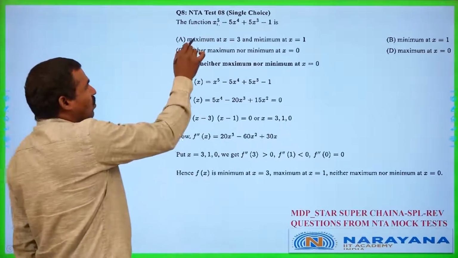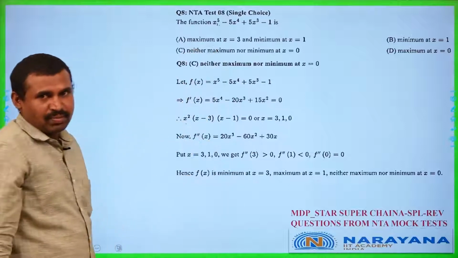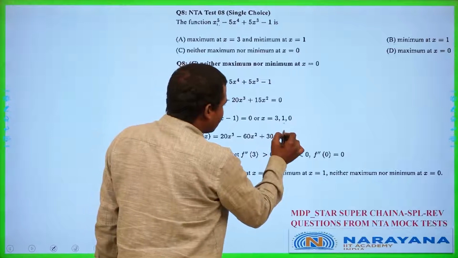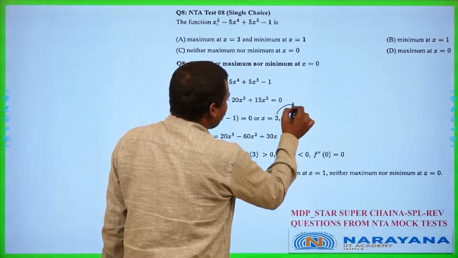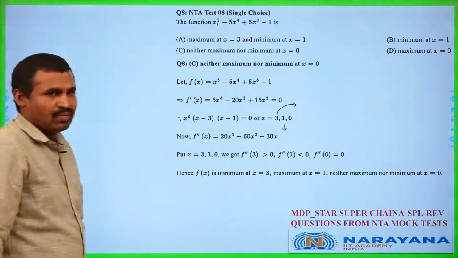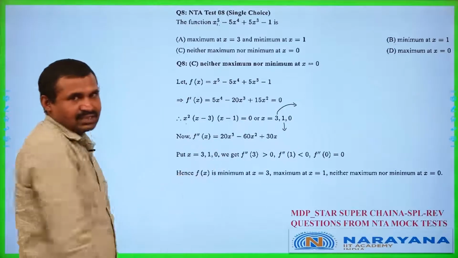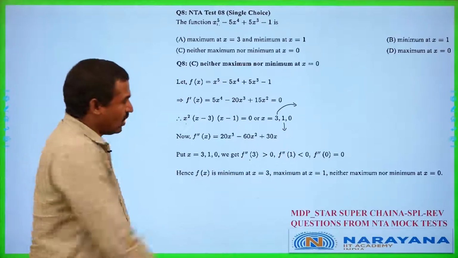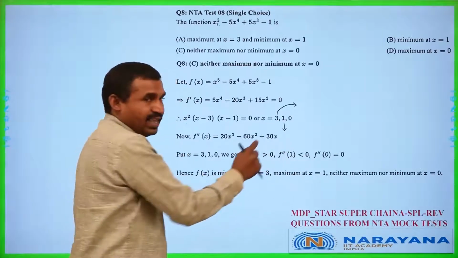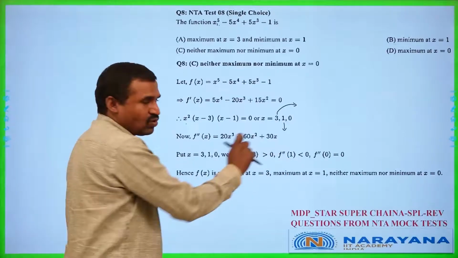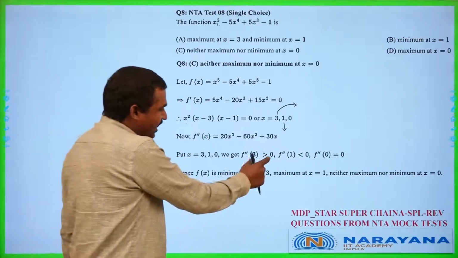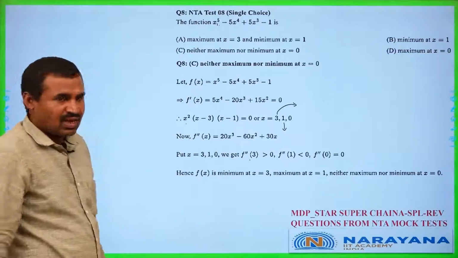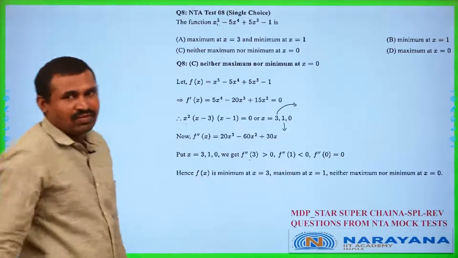So, first it takes a local maximum and then it takes a local minimum. That means at x is equal to 1 that is a local maximum and at x is equal to 3 that is a local minimum. Or else, if you find f double dash x, f double dash 3 is greater than 0 and f double dash 1 is less than 0. f double dash 1 less than 0 means f takes maximum value at x is equal to 1, and f double dash 3 greater than 0 means f takes minimum value at x is equal to 3, and 0 is the point of inflection.